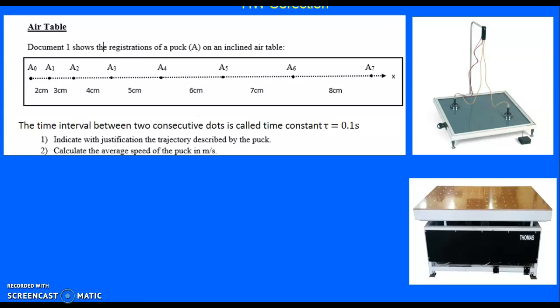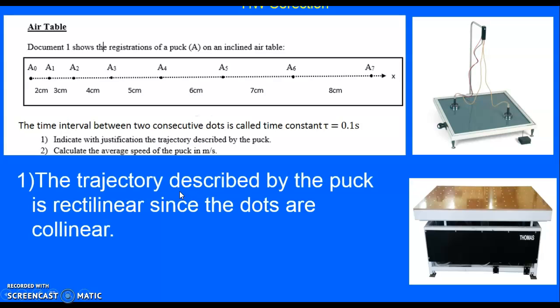Starting with the first question, indicate with justification the trajectory described by the puck. The trajectory described by the puck is rectilinear since the dots are collinear. So if you combine the successive positions of the puck, they form a straight line.